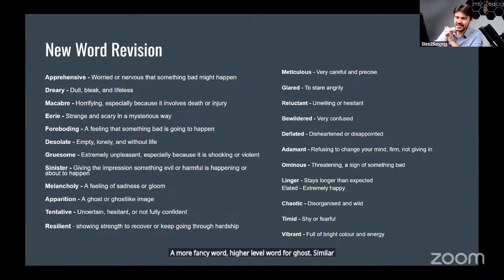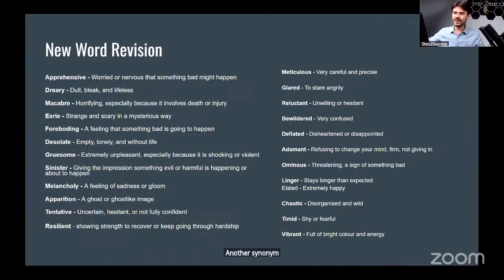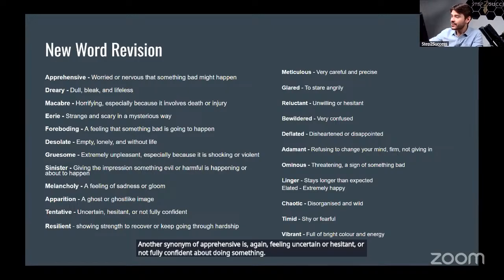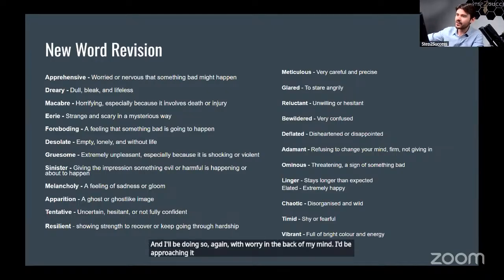Similarly to apprehensive, if you were to feel tentative, another synonym of apprehensive, is again feeling uncertain or hesitant or not fully confident about doing something. So I could approach a task in a tentative way, or tentatively, and I'd be doing so again with worry in the back of my mind. I'd be approaching it not fully confident.